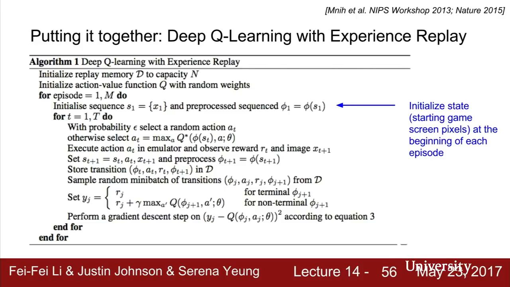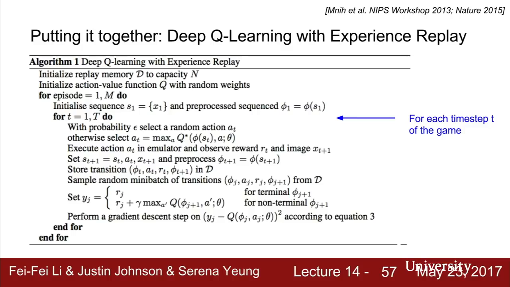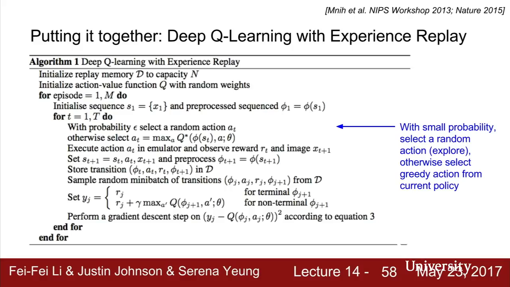And then what we're going to do is initialize our state using the starting game screen pixels at the beginning of each episode. And remember, we go through the pre-processing step to get to our actual input state. Then for each time step of the game that we're currently playing, with a small probability, we're going to select a random action. One thing that's important in these algorithms is to have sufficient exploration, so we want to make sure that we are sampling different parts of the state space, and otherwise we're going to select the greedy action from the current policy.